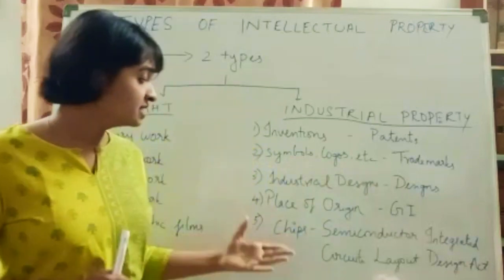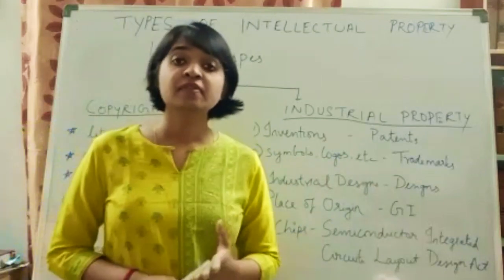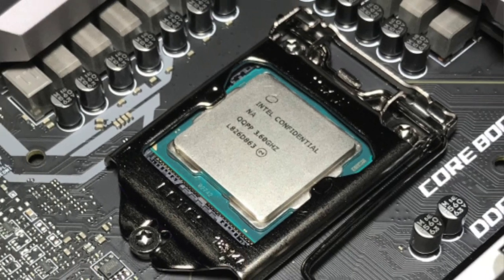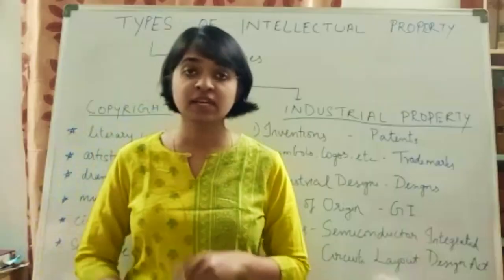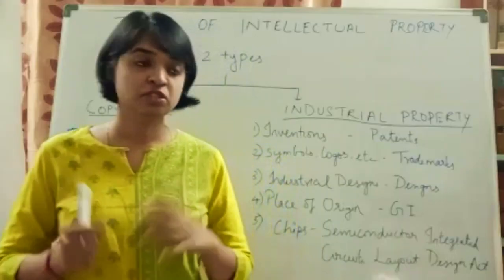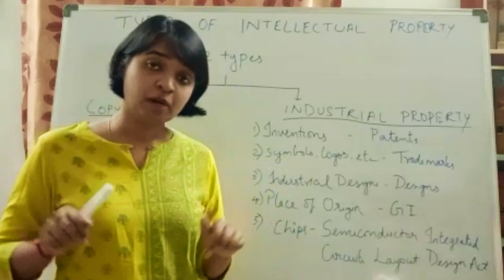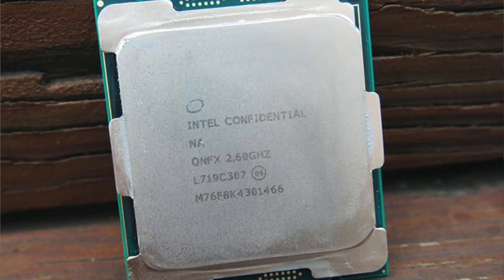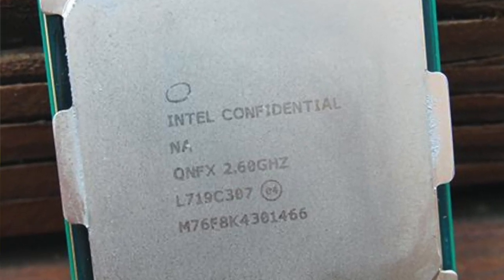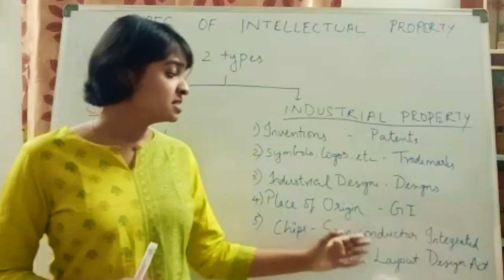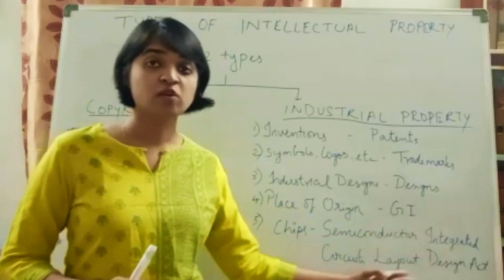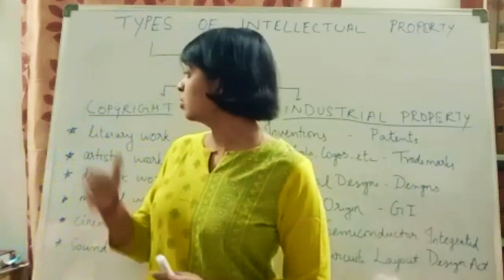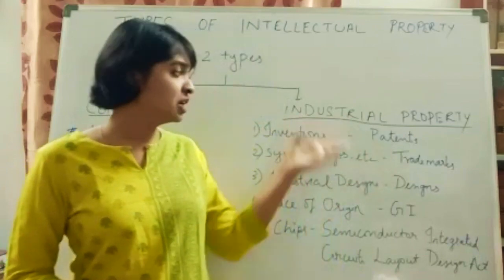Now, the next aspect would be chips. Chips, what I mean by chips here is the computer chips, the integrated circuits, designs and all which you see in computers and all, or any machines which is used. So for coming up with that particular design, the outer layer of the chip, the people have used their mind. So therefore, that particular chips will be protected under Semiconductor Integrated Circuits Layouts Design Act. So I hope you guys are clear with what I mean by copyright and the other aspect of industrial property.